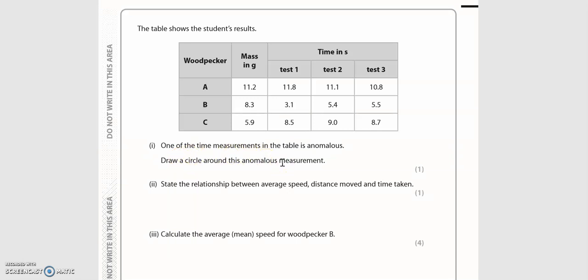So an anomaly is anything that doesn't fit in with the pattern. So these 3 results for C are all quite similar. For B, one particularly stands out, which is the result for test 1, which is 3.1. That's the most different. If you check the ones for A, again, reasonably similar. You might think 11.8 is quite different, but it's not as different as the 3.1 to the 5.4 and 5.5. So you would draw a circle around B.